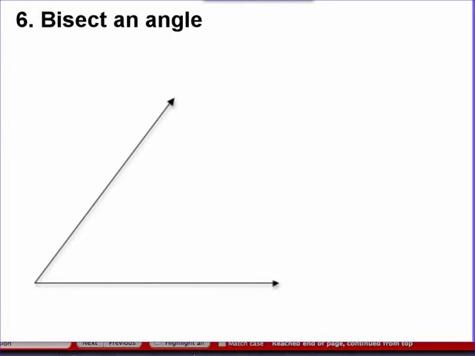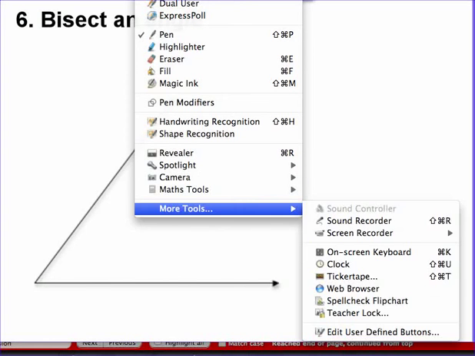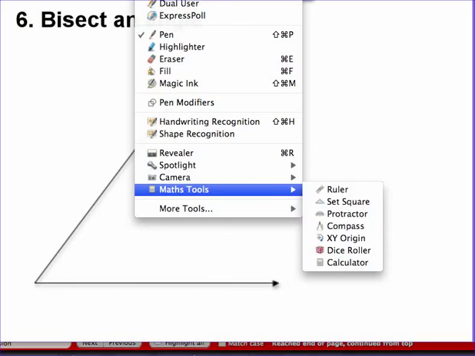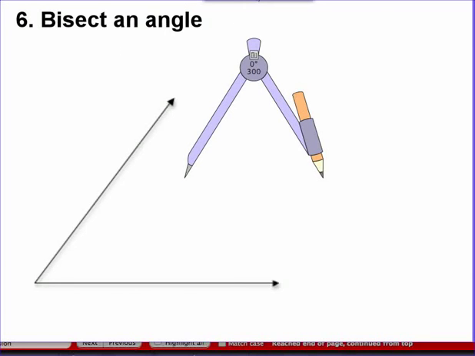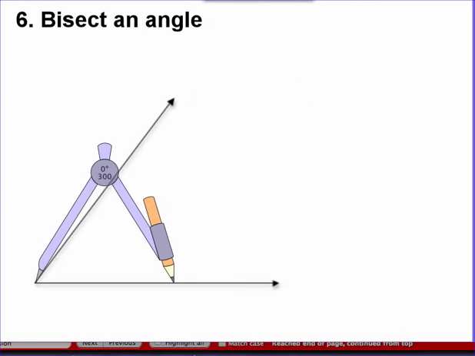So here it says to bisect an angle, and so what we're going to do, go ahead and have your compass handy. Now we're going to move our compass so that the tip of the compass is right on the vertex of the angle. Now open the compass up to, I would probably say, no more than halfway on the angle.